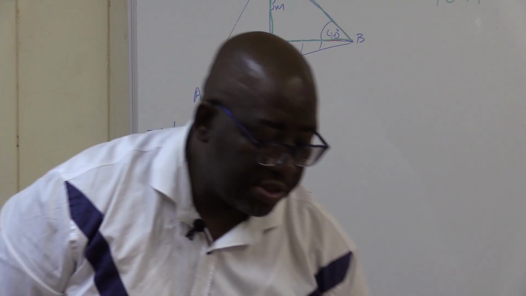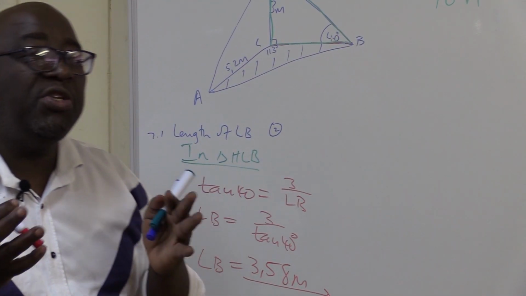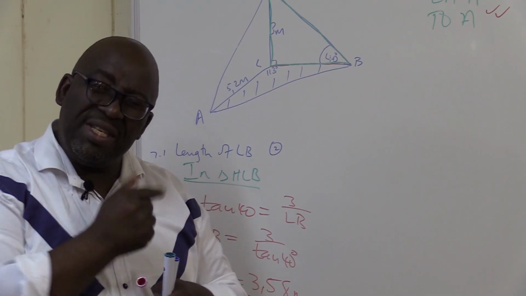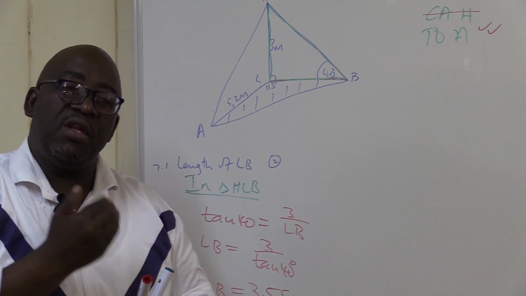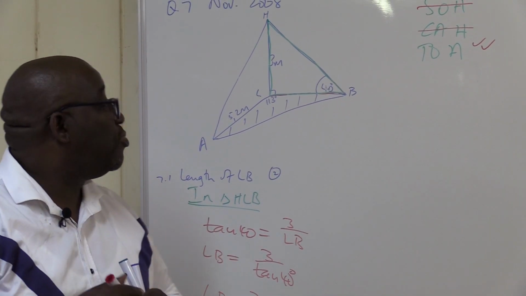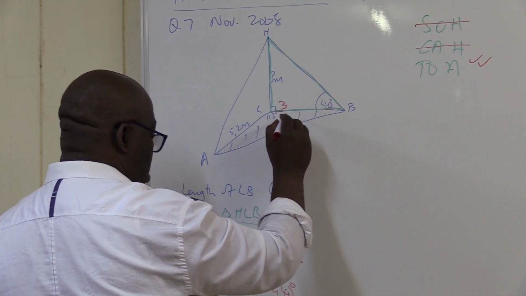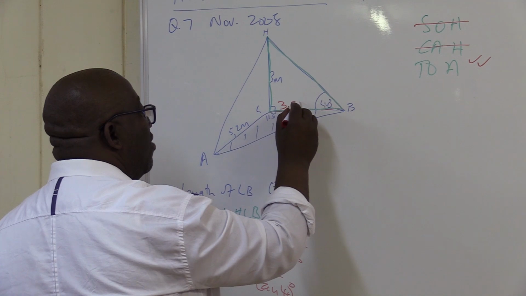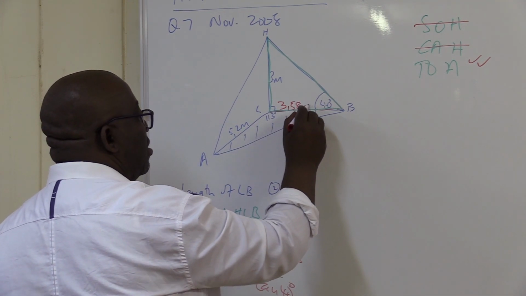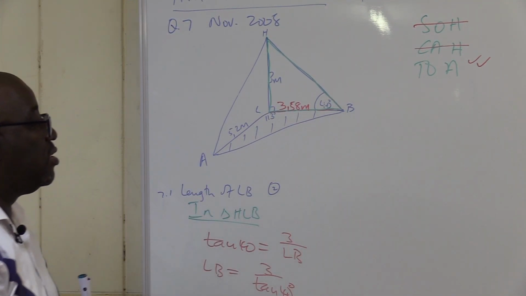When you're dealing with this section, boys and girls, whatever dimension that you've calculated, put it in the diagram. Once you put it in the diagram, it will make your life much easier. Let's put this 3,58 meters where it belongs. 3,58 meters. Right, that's the distance we got.